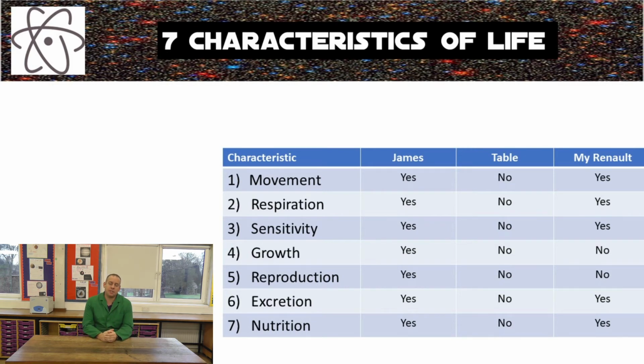So if we look down this table, I'm alive because I've got all 7. The car isn't because it's only got 5. Whereas the table clearly isn't, that's got none of the characteristics of a living thing. It is not alive until it's got all 7.